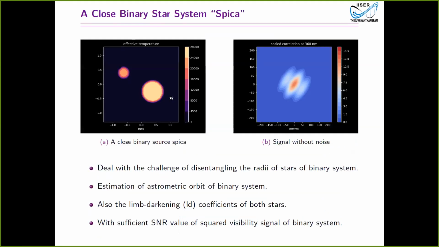So we have taken a close binary star system like Spica. Hanbury Brown have already measured the radii of one star together with the masses of both stars, but they couldn't measure the radii of the other star. So here we are going to estimate both radii of the stars together with their limb darkening coefficients and the astrometric orbit with the combined signal, that is, the squared visibility signal of the binary star, with a sufficient value of SNR.